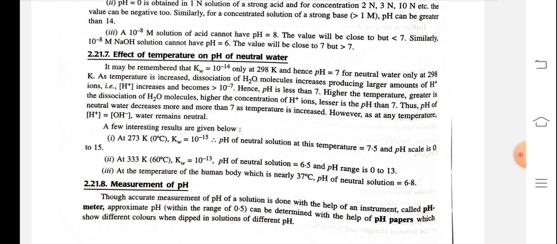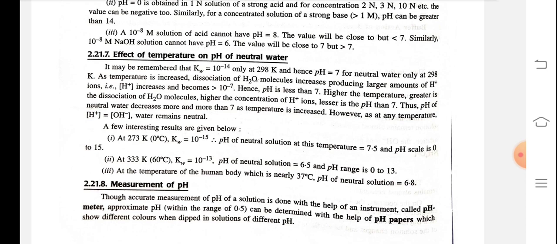At 273 Kelvin, or 0 degrees Celsius, Kw is equal to 10 raised to power minus 15. pH of neutral solution at this temperature is equal to 7.5 and the pH scale is 0 to 15. At 333 Kelvin, at 60 degrees Celsius, Kw is equal to 10 raised to power minus 13. pH of neutral solution is equal to 6.5 and the pH range is 0 to 13. At the temperature of the human body, which is nearly 37 degrees Celsius, pH of neutral solution is 6.5.